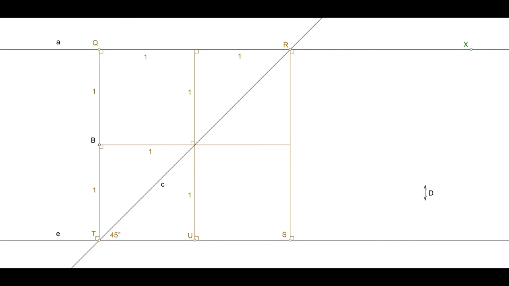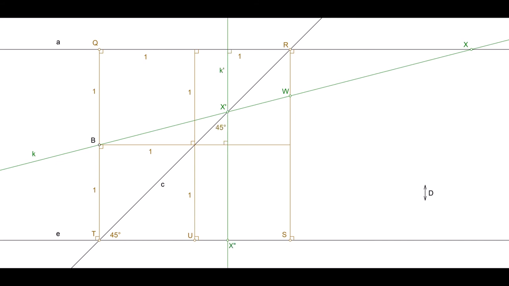Now, choose any point X in A. It determines a line K in B. K determines the point X prime in C. X prime, in turn, determines a line K prime in D, that is, a parallel, which finally determines X double prime in E, projective to X. Call the line connecting X and X double prime L. Steiner's linewise curve is the locus of L as point X cycles through the range in A.